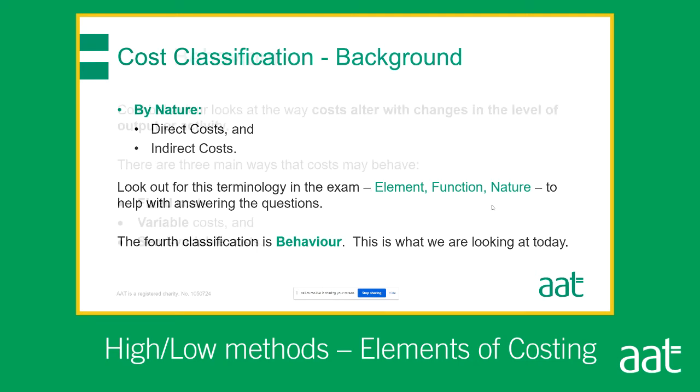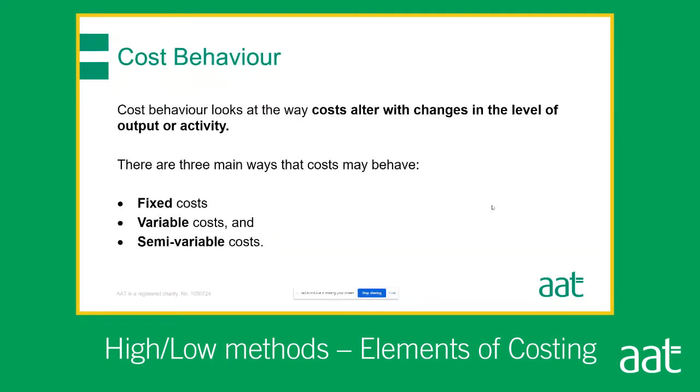So cost behaviour looks at the way that costs alter with changes in the level of output or activity. And there are 3 main ways that costs may behave. Remember, this is the level 2 syllabus. So for this syllabus, these are our 3 main ways that costs might behave: fixed costs, variable costs, and semi-variable costs.